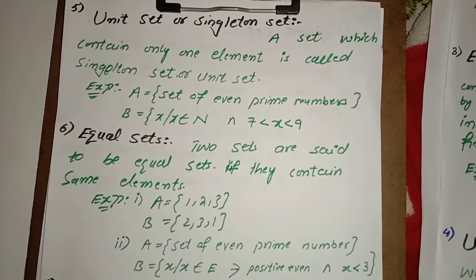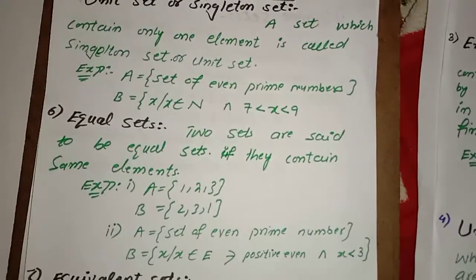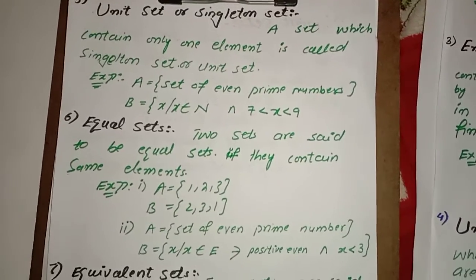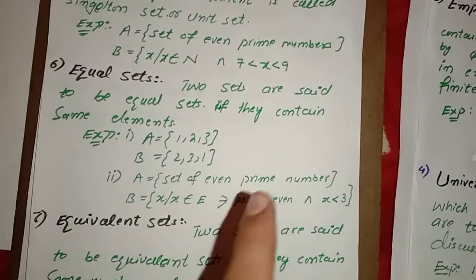Set B is equal to {x : x belongs to natural numbers and x is greater than 7 and less than 9}. So between 7 and 9 there is only one natural number, which is 8. Equal set.